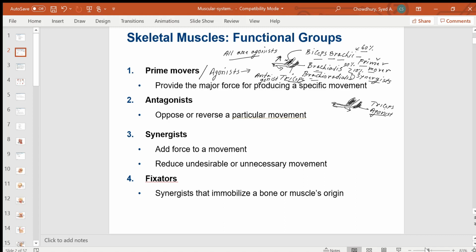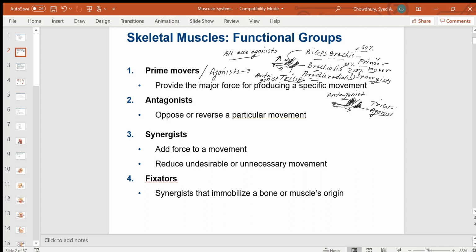Okay. And who are the antagonists? These three antagonists. Okay, so you see, the same muscle could be agonist or antagonist. It depends on which action or which movement we are talking about. Make sense?